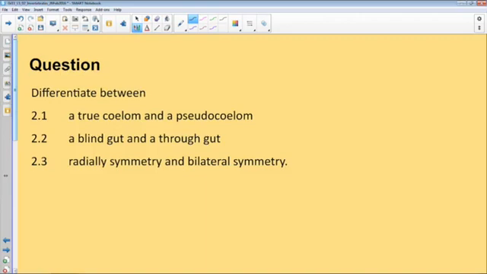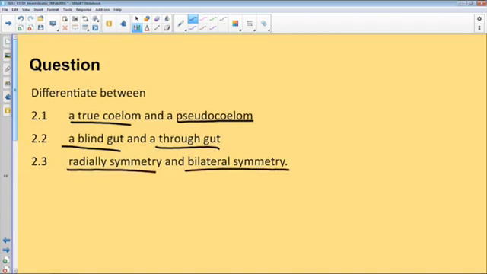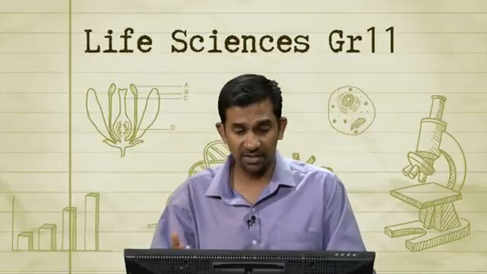Differentiate between 2.1, a true coelom and a pseudocoelom. 2.2, a blind gut and a through gut. 2.3, radial symmetry and bilateral symmetry. So guys, three questions for you to look at. I think I can give you about 3 minutes to look at these. Work through them, try and write your answers down, and we'll get back to these solutions after 3 minutes.